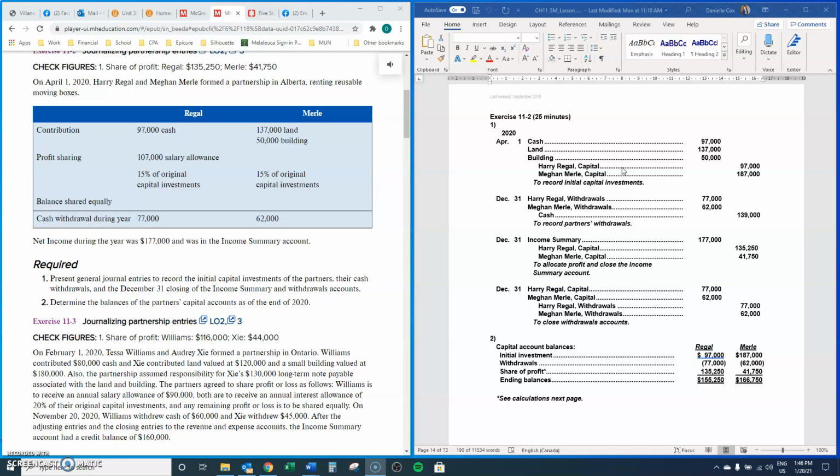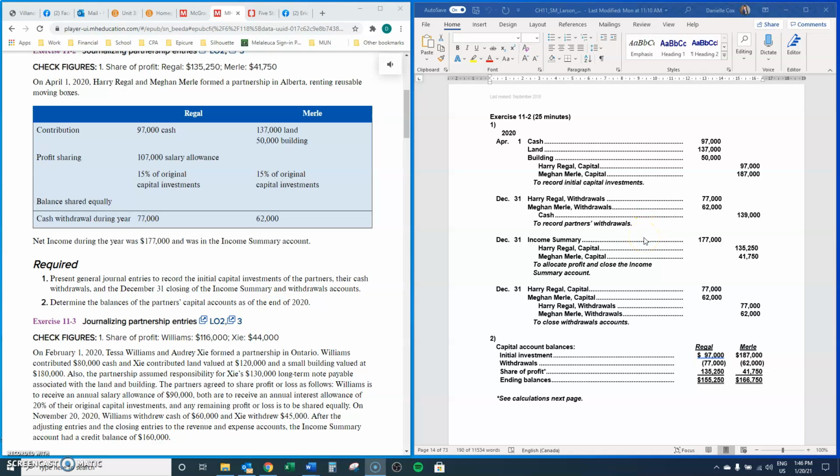Then we're going to record their withdrawals. So Harry had $77,000 and Megan had $62,000. So we debit their withdrawal account, individual account by each of those amounts, and we credit the cash account then, for the total amount of both withdrawals.